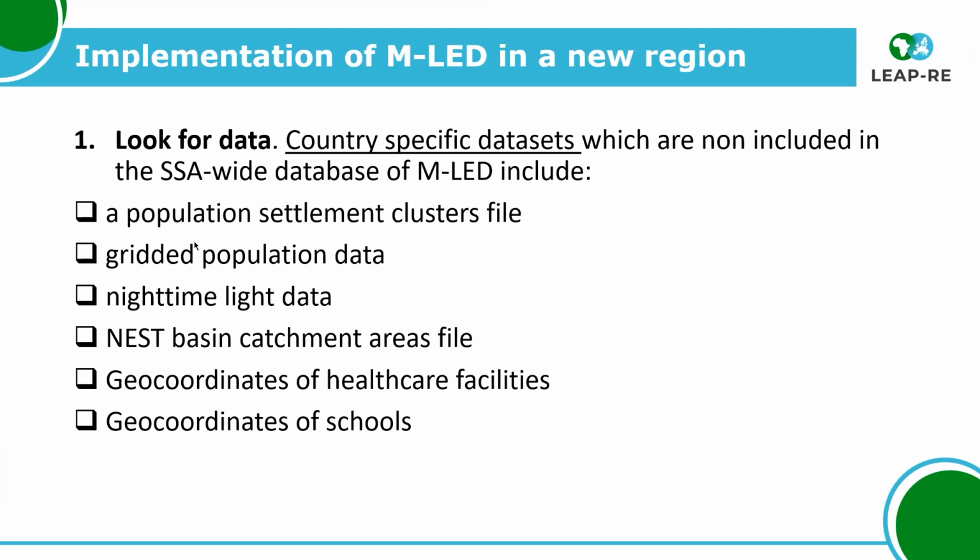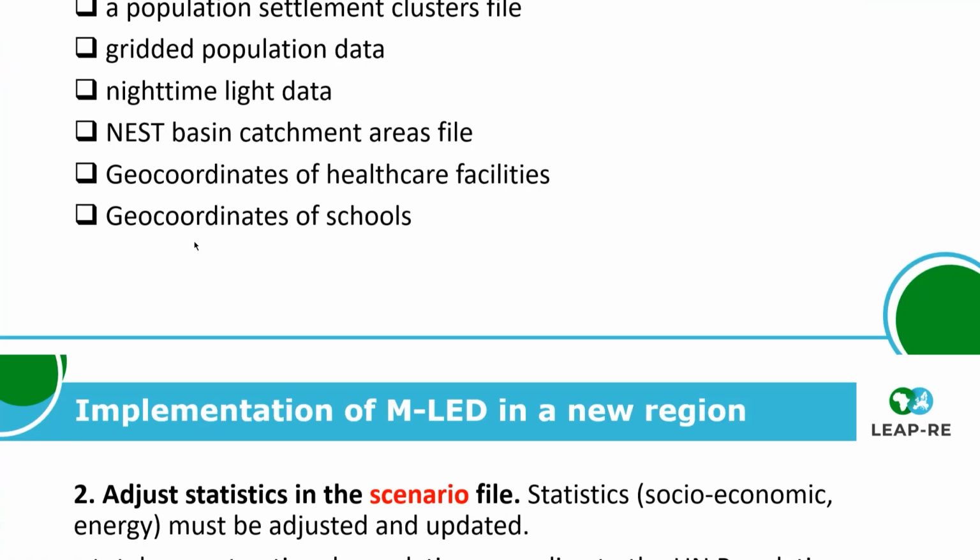The first one is, of course, to look for data. There are some country-specific datasets which are not included in the Sub-Saharan Africa-wide database of MLED, which include, for instance, a population settlement cluster file, gridded population data, nighttime light data, the NEST basin catchment area files, if we also intend to run NEST as a follow-up, and also geocoordinates of healthcare facilities and schools.